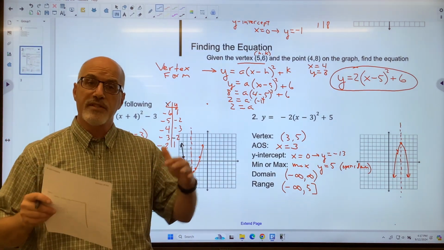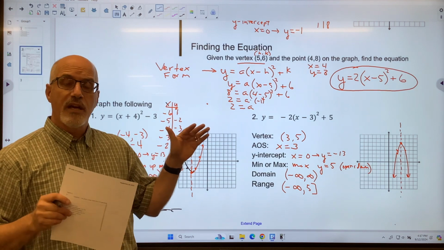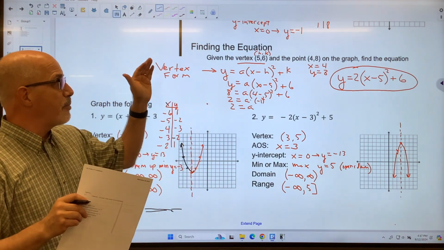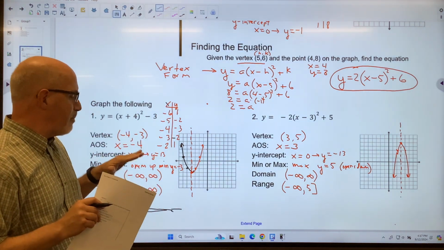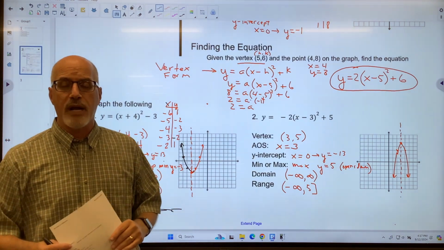So we now have some vocabulary and detail to go with our parabolas. So these parabolas in vertex form, we can come up with the vertex, the axis of symmetry, the y-intercept, min or max, and domain and range, and that will describe our quadratic graphs.